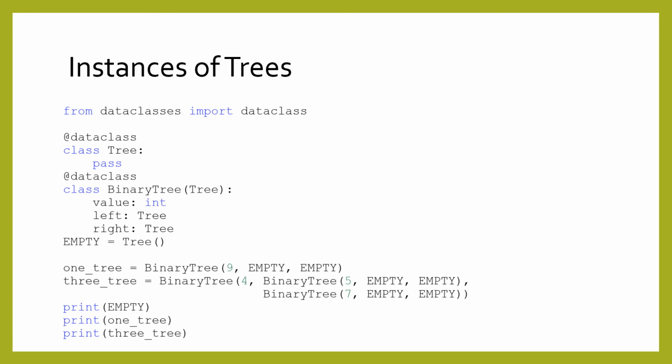We store the value 9 in this tree, which becomes the root value, and then use the empty instance for the left and right children. This represents a binary tree with only one node, which is simultaneously the root and the leaf. The last variable, 3_tree, is even more interesting, since it represents a binary tree with 3 nodes. The root node holds the value 4 and has 2 children. The left child's value is 5 and the right child's value is 7. All of the children's children are empty trees.